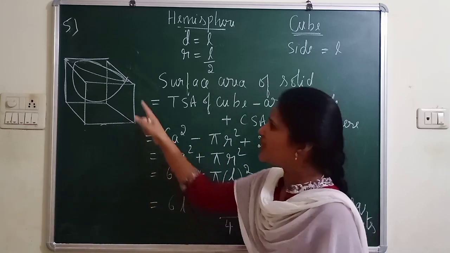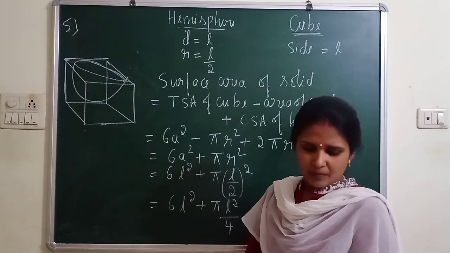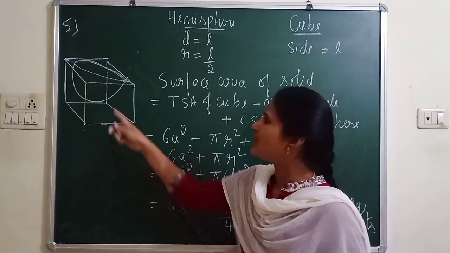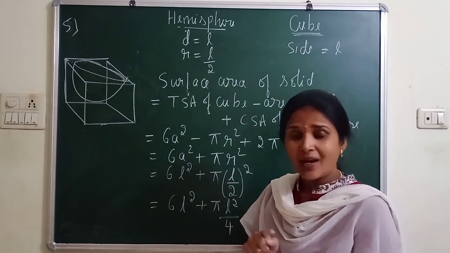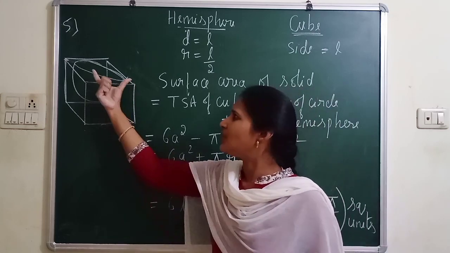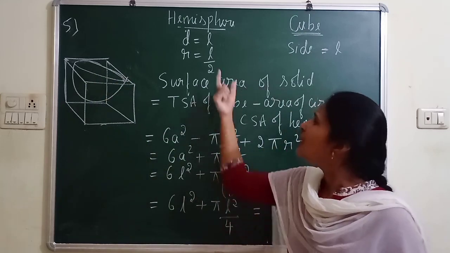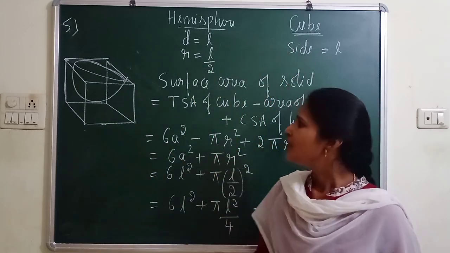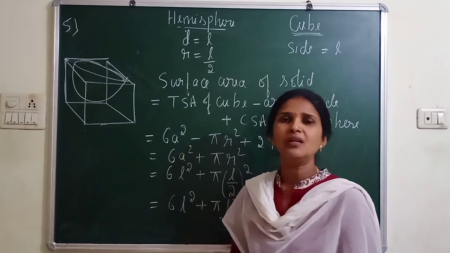A hemispherical depression is cut out from a cubical block such that the diameter L of the hemisphere is equal to the edge of the cube. We already studied in the last question that the largest diameter the hemisphere can have is equal to the side of the cube. Similarly here he himself has given that the diameter and the edge of the cube are both the same. Now he is asking to determine the surface area of the remaining solid.